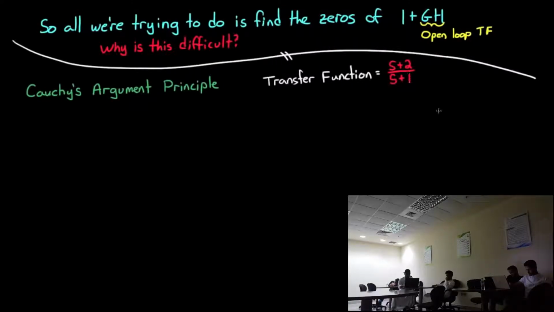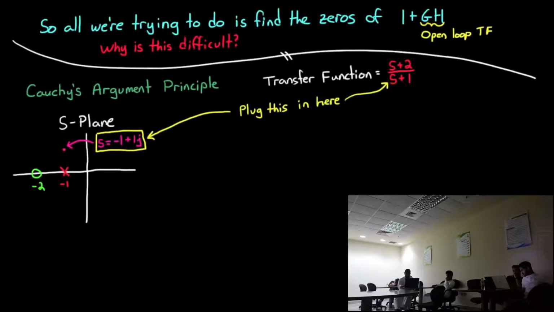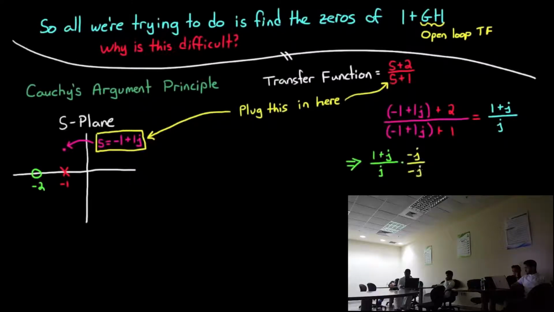And I'll put the s-plane on the left here and mark the locations of the poles and zeros for our transfer function. There's a pole at minus 1 and a zero at minus 2. Now if we take just a single point in the s-plane, let's say s equals minus 1 plus j, and plug it into our transfer function, which is (s plus 2) over (s plus 1), you'll get a new complex number out, 1 minus j.